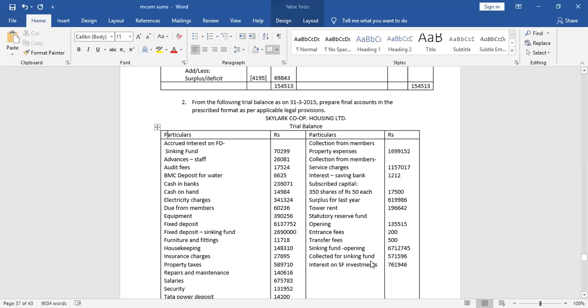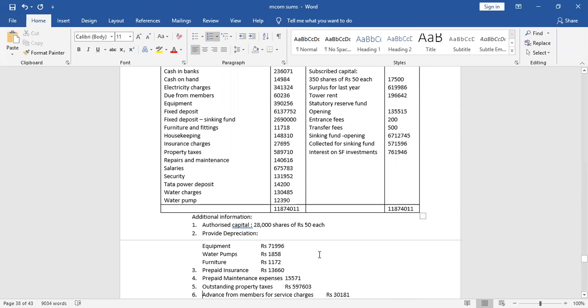Now let us see what adjustments are there. First adjustment is for authorized capital. So authorized capital share capital में आएगा. Then we have depreciation on equipment. So we will highlight equipment. Then we have on water pump. So we will highlight water pump. Then we have on furniture. We will highlight furniture. Then there is prepaid insurance. Insurance charges को we will highlight.